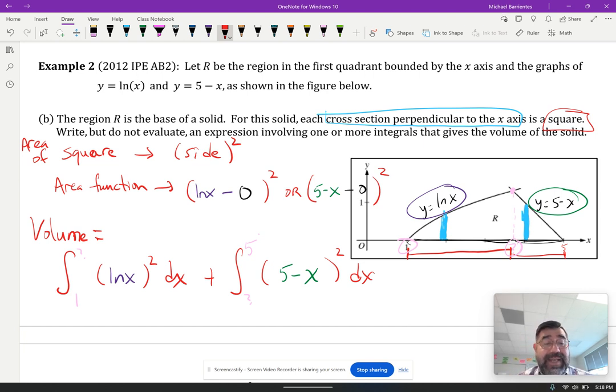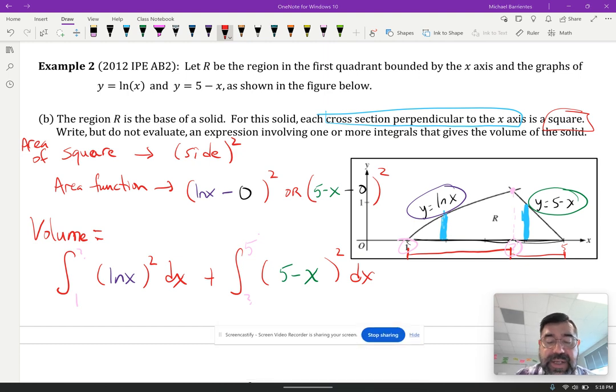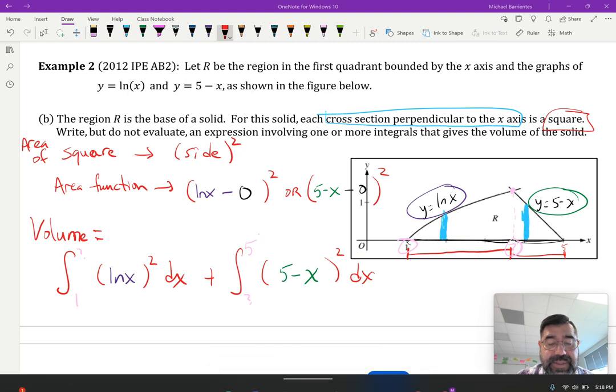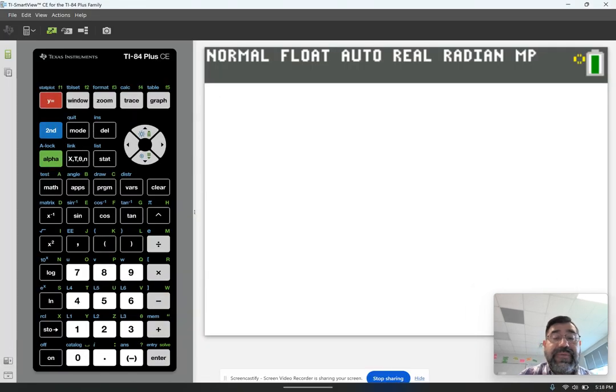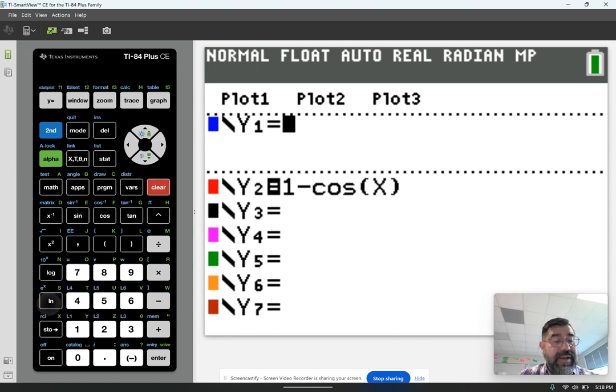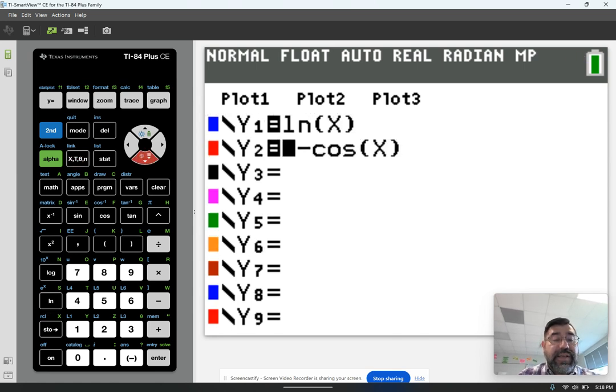Great. This is the setup, except I don't know the intersection point. So I'm going to need my calculator. I get my calculator, and we're going to find the intersection point of those two. So I come over here. Let's clear that out, and we'll do the natural log of x. We'll clear that out. We'll do 5 minus x.